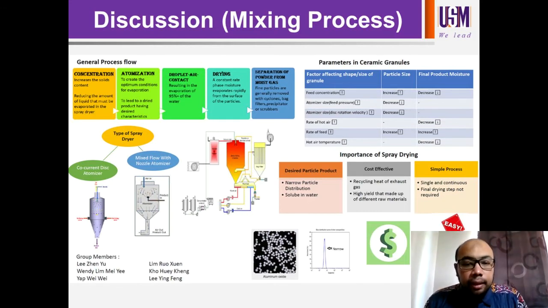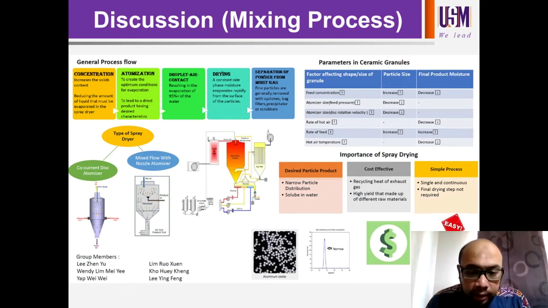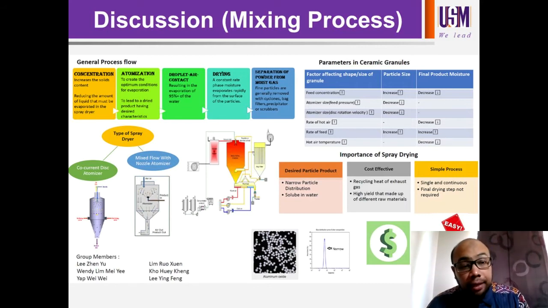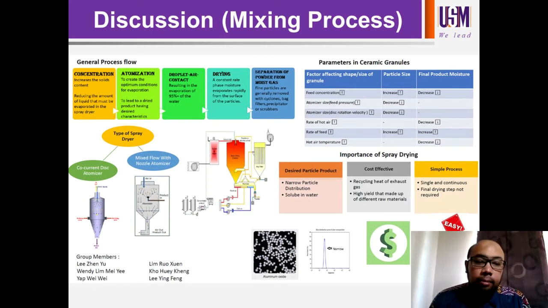And number two, for mixed flow, they will install the atomizer at the center. So when this middle atomizer sprinkles the slip, you can see from the arrows that the slip will move up, rotate, go down, and then produce the sample. Why is this type of spray dryer really important? Number one, we want to see the spec of the ceramics powder. Number two, we also want to know where we want to apply this ceramics powder, either for a conventional ceramic product or an advanced ceramics product.